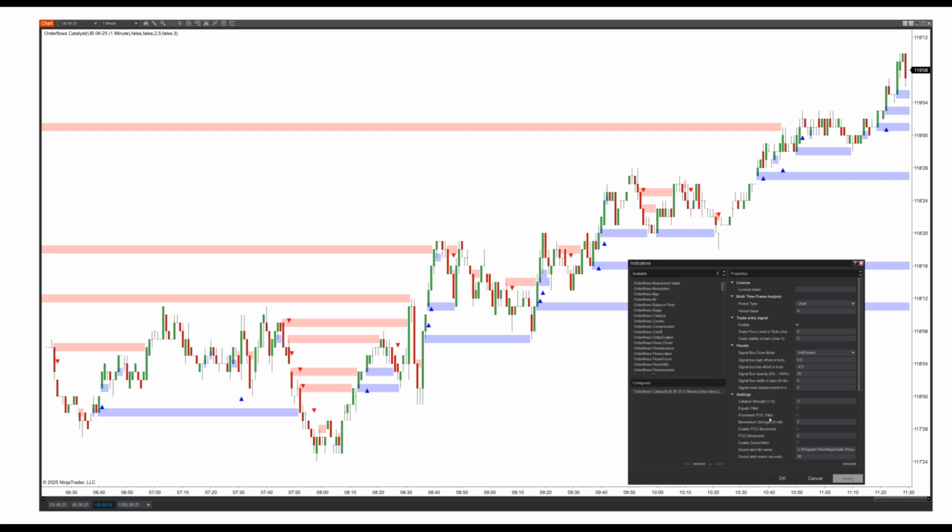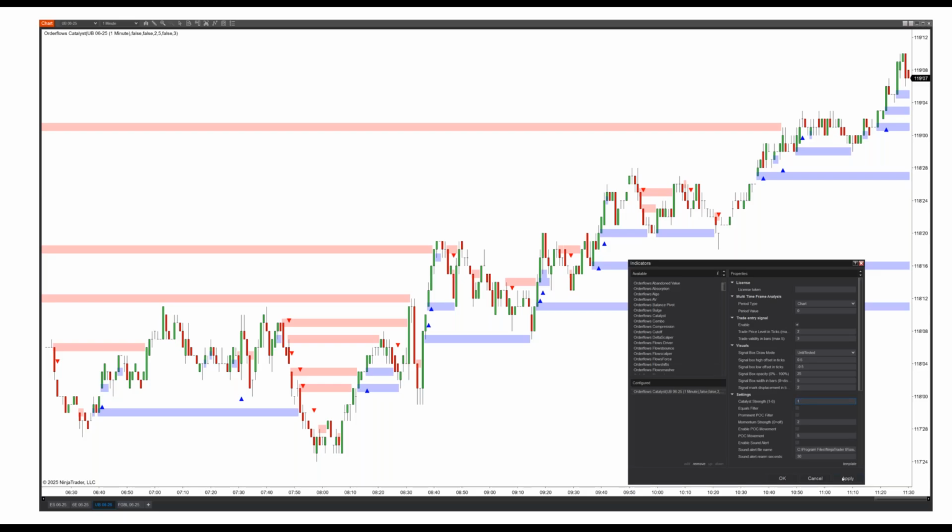You can't use the prominent point of control filter and POC movement at the same time, because one is more on momentum, the other one is a bit on support and resistance. So you're using sort of opposite ends of the spectrum there. So this is the catalyst strength at 3, which is mid-range.